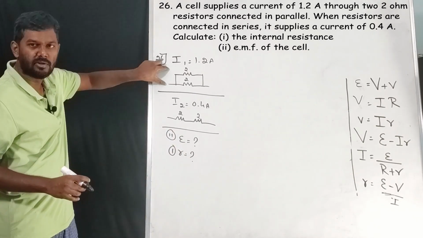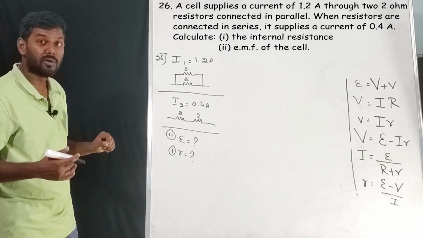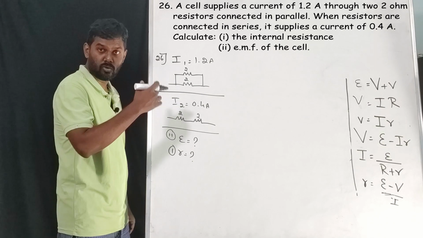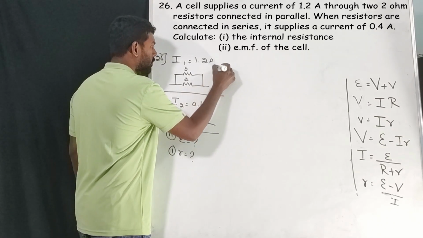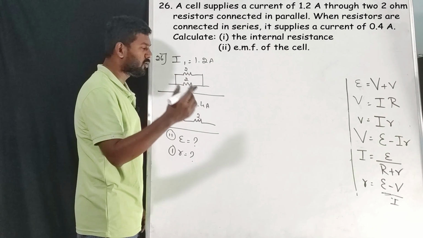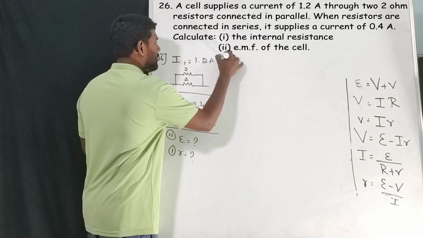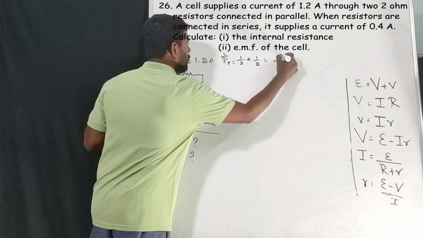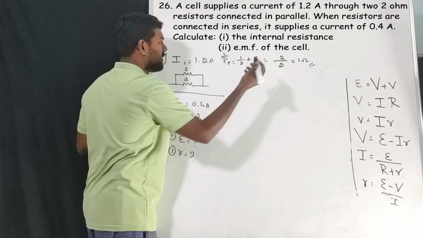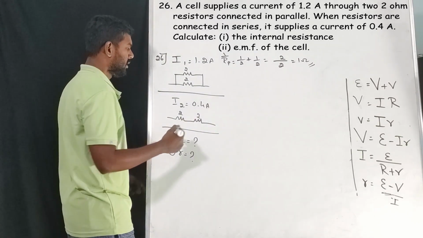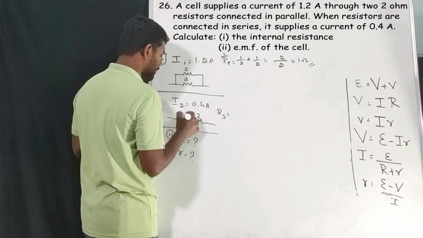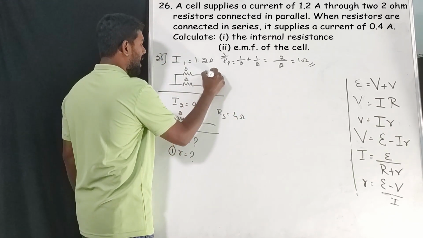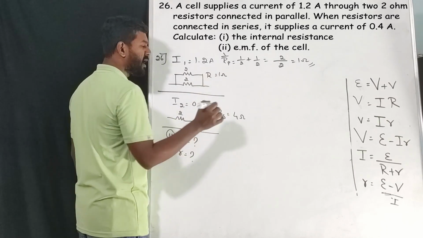See, first we will solve for the resistance value, then we will look into the formula which has all these values. When two resistors of 2 ohm are connected in parallel, 1 by RP is equal to 1 by 2 plus 1 by 2, the answer will be 2 by 2, so that will be 1 ohm. If you take the reciprocal also, you will get the same answer. Then RS, if these two are connected in series, the answer will be 4 ohm. So we got the resistance as 1 ohm here, and 4 ohm here.